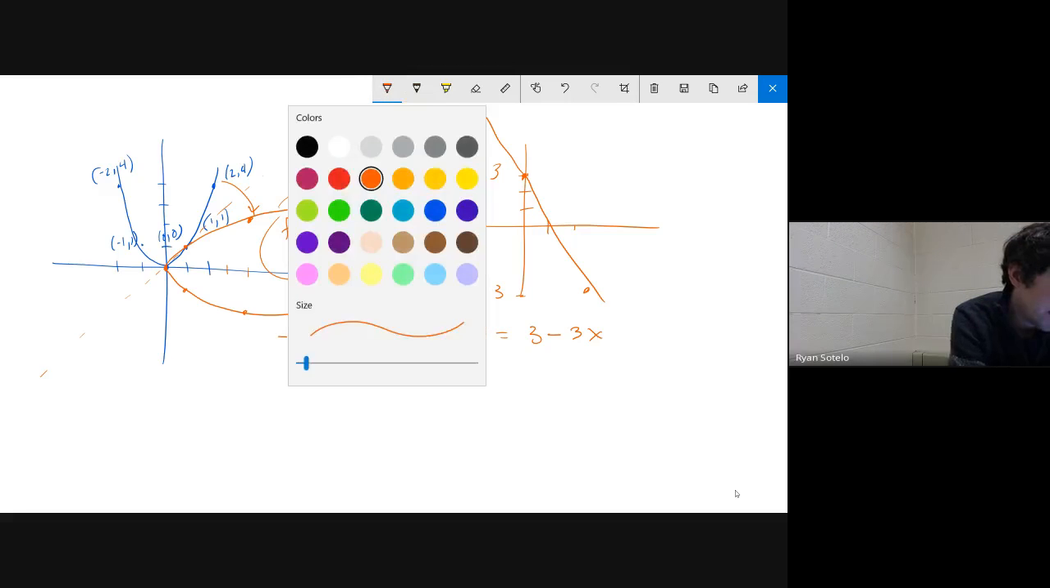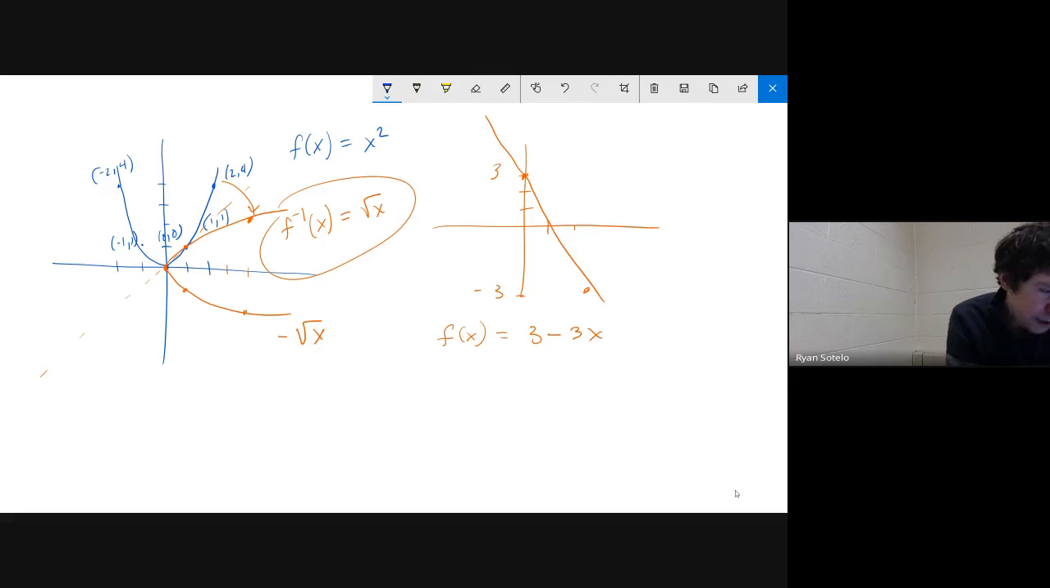Okay, well, let's find the inverse function. I know what it's going to look like at 0, 3. So instead, we're going to have 3, 0. At 1, 0, we're going to have 0, 1. And at 2, -3, that means at -3, we're going to be at 2. If I drew that well at all, I mean, my spacings aren't very good, but it would look like this.